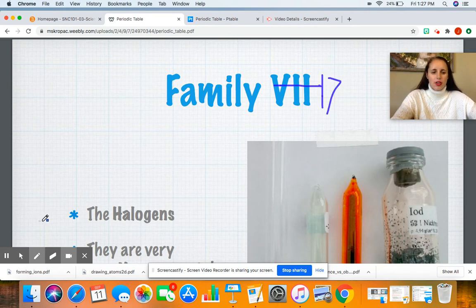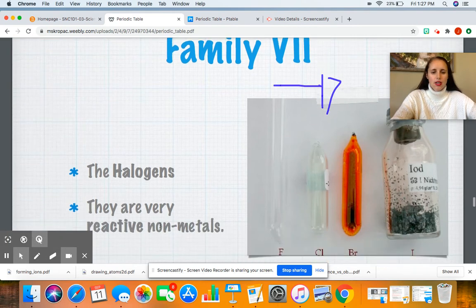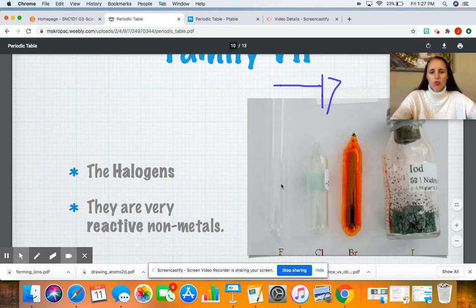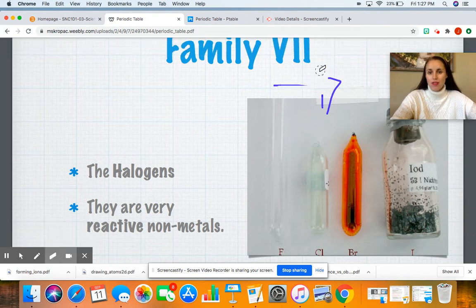Halogens are a little bit different because halogens are very reactive, but they're nonmetals. They're similar to alkali metals in the fact that they are reactive. They're all nonmetals, and they're actually very different. For example, we've got fluorine, which is this clear colorless gas. We have bromine, which is a liquid, and then we have iodine, which is a solid. So the halogens are very, very reactive, but they are very, very different in terms of physical properties and even state.